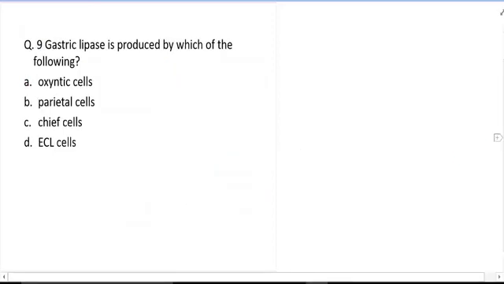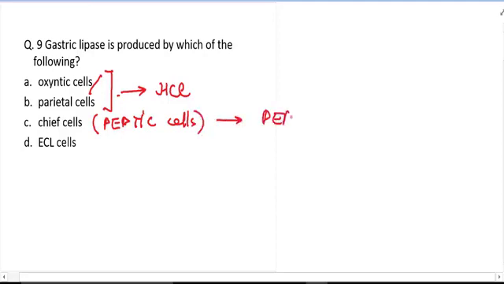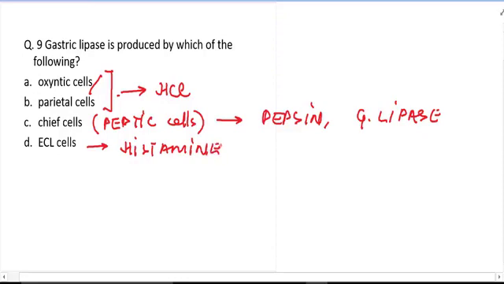This says gastric lipase is produced by which of the following cells? Now, oxyntic or the parietal cells, they mean the same thing. These secrete HCl, right? The chief cells, which are also known as the peptic cells, are involved in the secretion of pepsin and gastric lipase. The enterochromaffin-like cells are involved in the secretion of histamine. Histamine will act on H2 receptors on parietal cells and increase the HCl secretion.